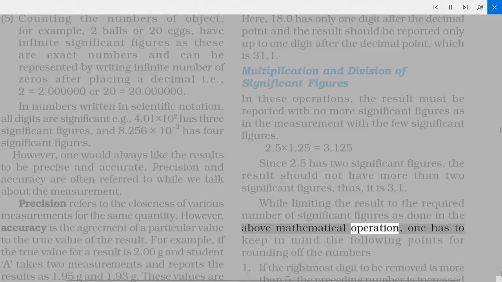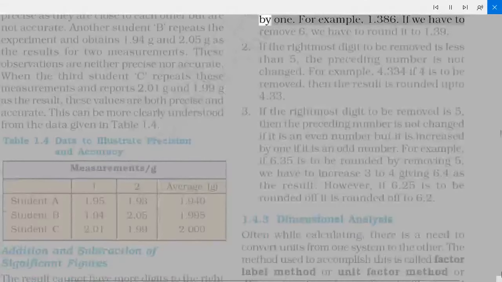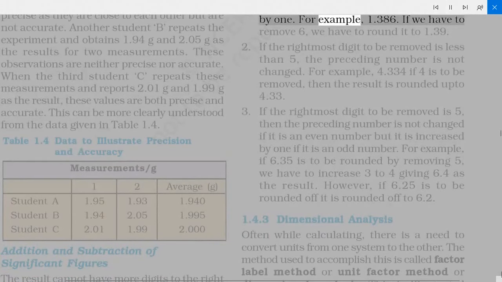While limiting the result to the required number of significant figures as done in the above mathematical operation, one has to keep in mind the following points for rounding of the numbers. 1. If the rightmost digit to be removed is more than 5, the preceding number is increased by 1. For example, 1.386. If we have to remove 6, we have to round it to 1.39.